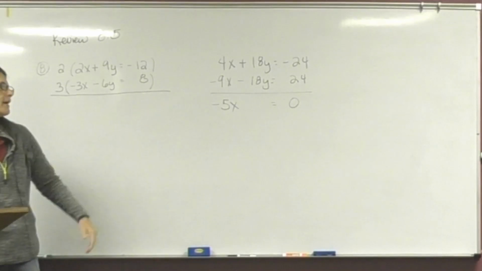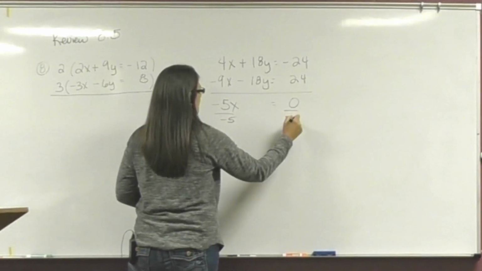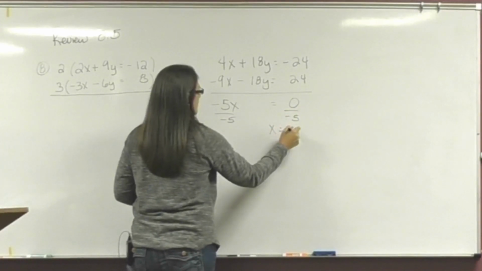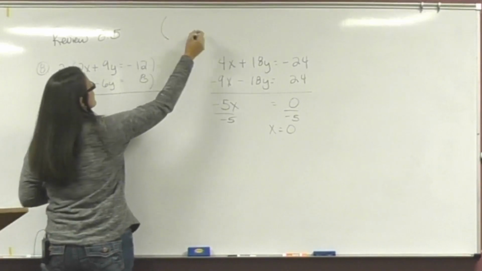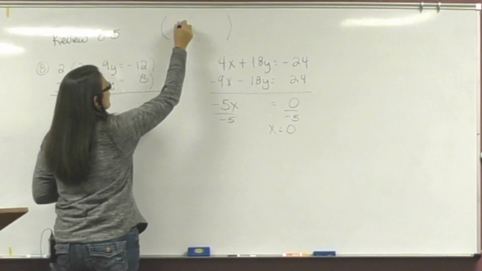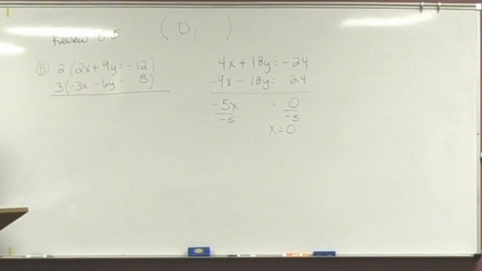So to get x by itself, I would divide both sides by -5. So x equals 0, right? So that's the first one. I happen to find x first, okay? So now we have to find y.